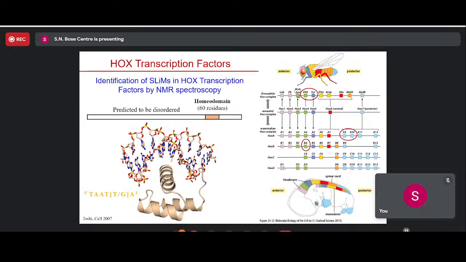So how do these proteins look? They are actually quite big. They are roughly 400 amino acids long, 450 amino acids long.